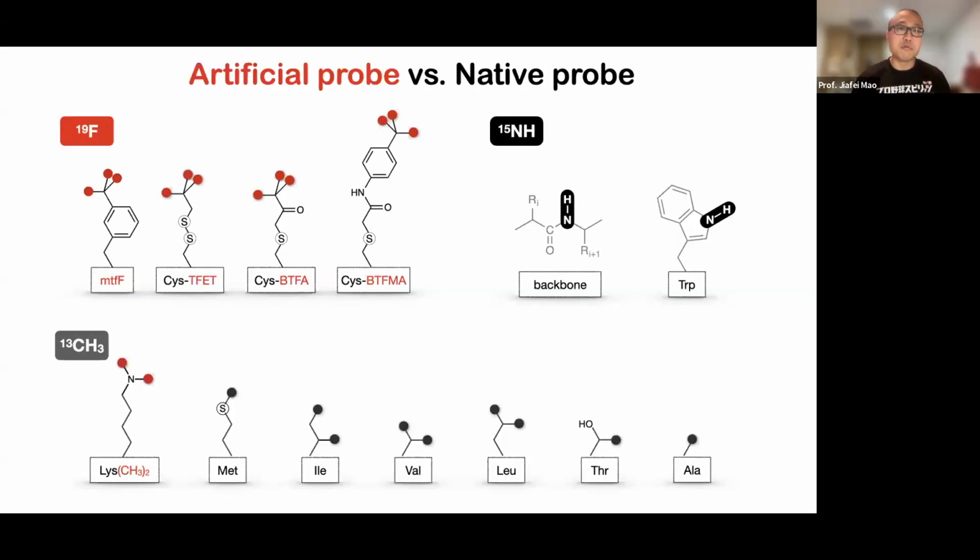And here I also would like to give you some examples that nowadays we have a number of strategies. You can put artificial probes, for example, these fluorine probes, on your sample, but there are also a number of very nice native probes we can use, like the backbone nitrogen, the cyanide methyl group, and so on.